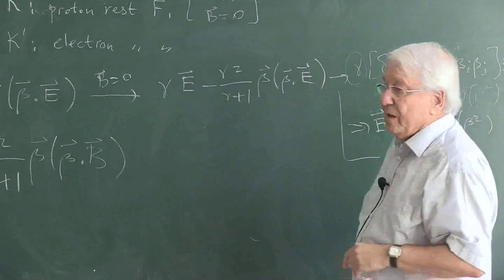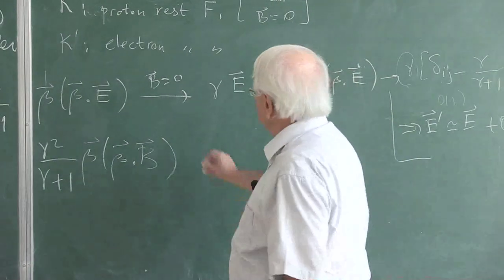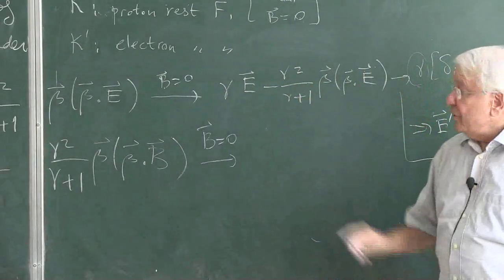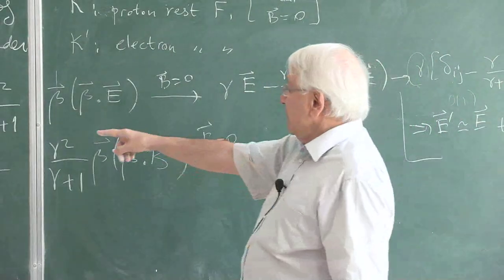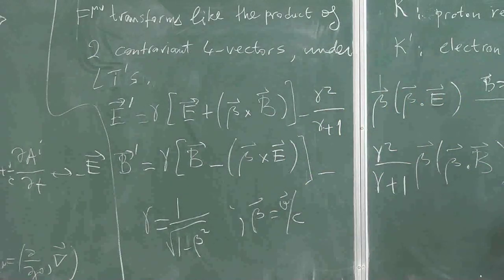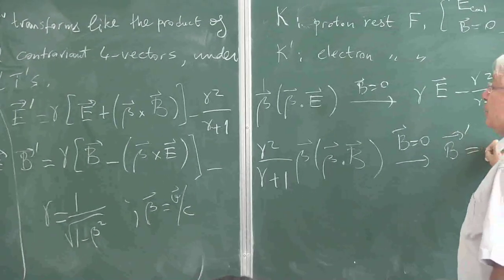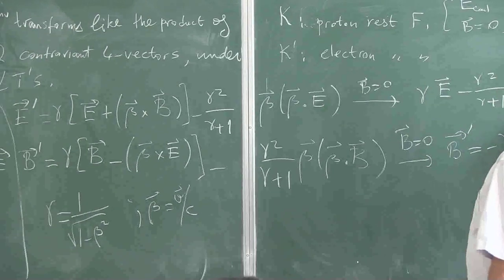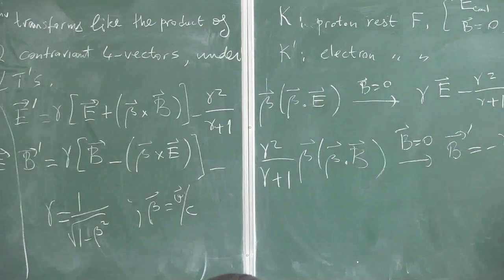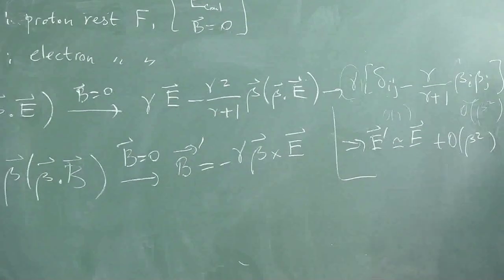So let me proceed with the B, because that is the new element which is going to give us something interesting. So if I put the fact that B was zero in the original frame, what do I get from here? Notice that the first term goes away, so does the third term, and there is only the second term in that expression, so B prime is equal to minus gamma times beta cross E. How nice or how terrible, depending on the way you are looking at it. So in this new frame, there is a magnetic field.